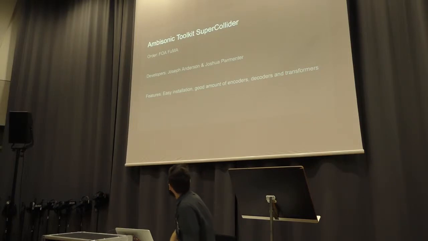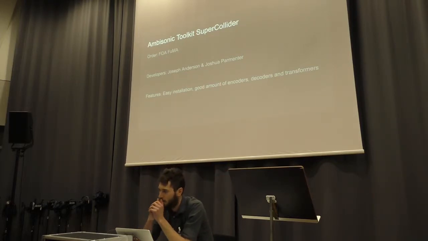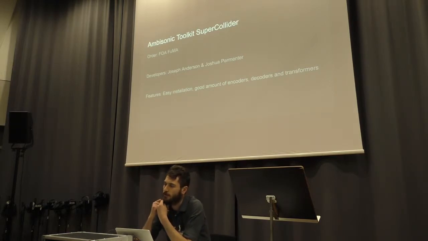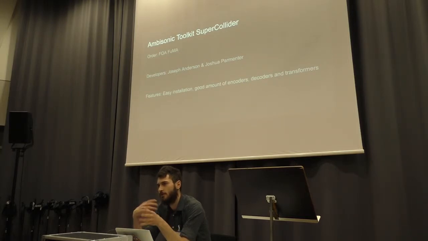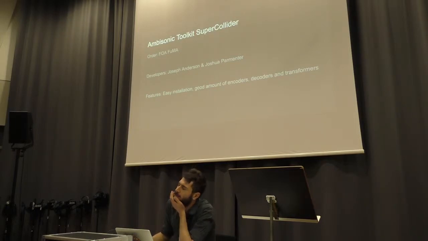So the Ambisonics Toolkit in SuperCollider was developed by Joseph Anderson and Joshua Parmenter. And one of the things that they say is that when you are working with Ambisonics, if you want to apply effects, the best way is to encode to the B format, then decode to the A format, then apply the effects, and then encode again to the B format to do the spatial transformations. And I was thinking, why is that so important?